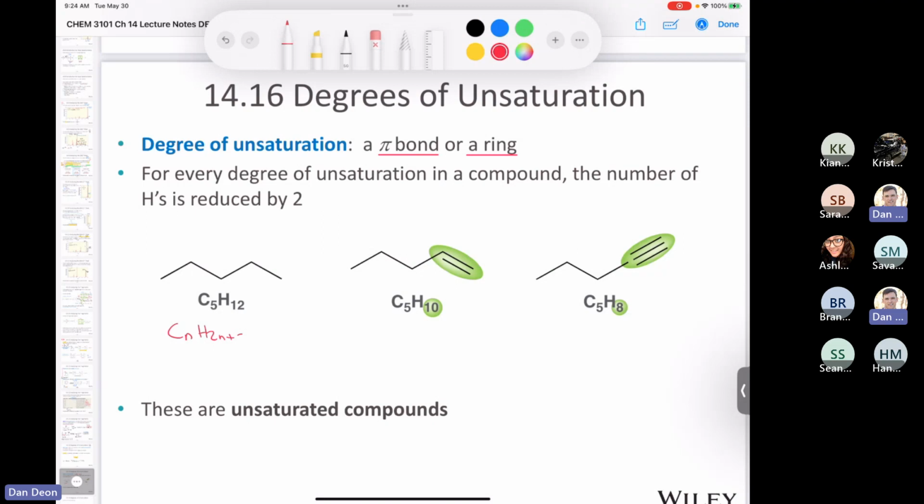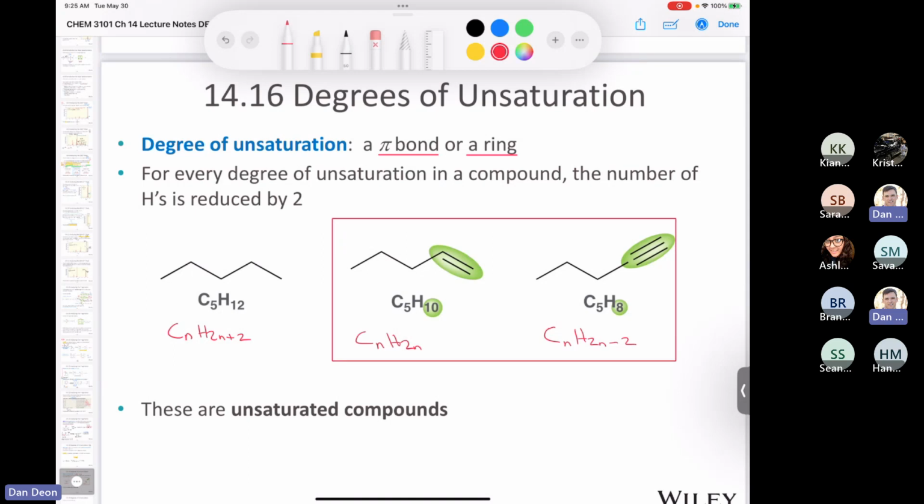Well, if you form a double bond, that means you've lost 2 hydrogens. We go from 12 to 10. And so our formula now, for an alkene, would be CnH2n. And for an alkyne, we lose 4 hydrogens, so our formula is CnH2n-2 is what we get there. And so the compounds where you lose hydrogens, these are unsaturated compounds.